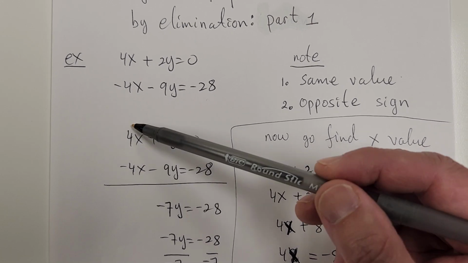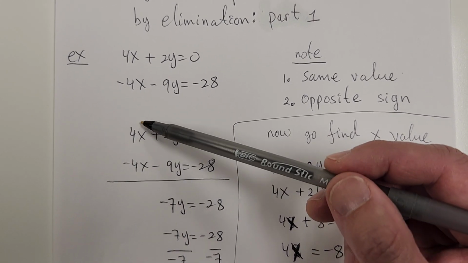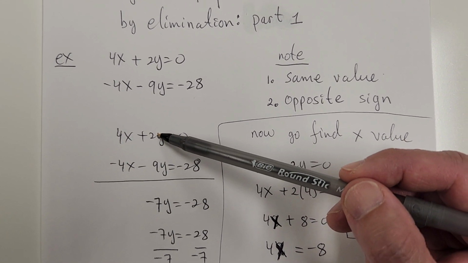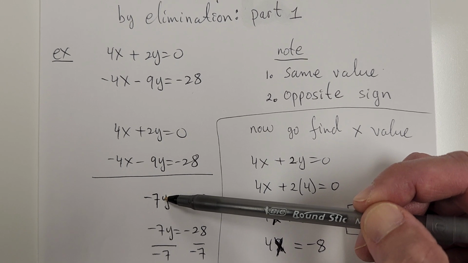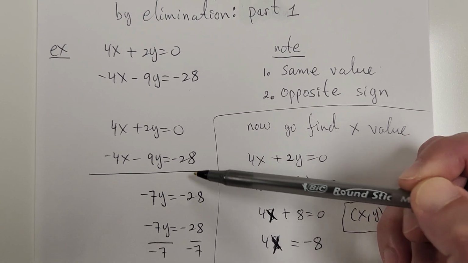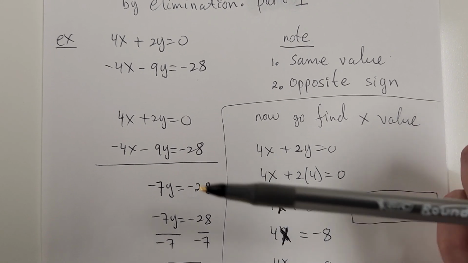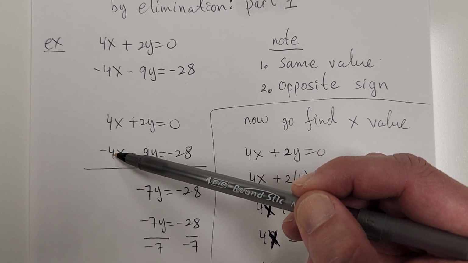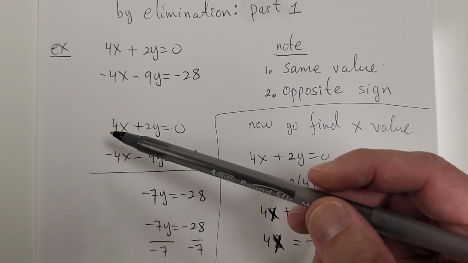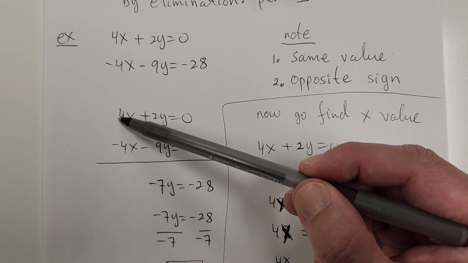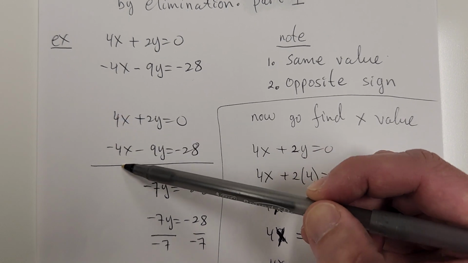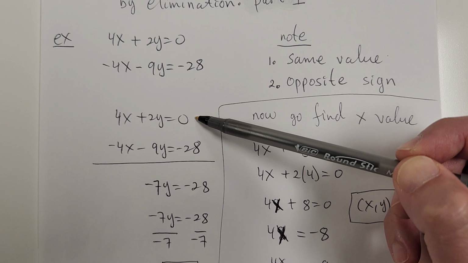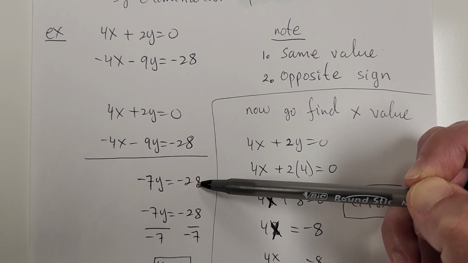Since they are opposite and they are the same, they cancel out. So the 4x cancels out. I just have 2 subtract 9 gives me negative 7, and 0 subtract 28 gives negative 28. Again, before you can eliminate, the top and the bottom must have the same value, same number, and opposite sign, one positive, one negative. So the 4x goes away, 2 subtract 9 is negative 7, and 0 subtract 28 gives me negative 28.